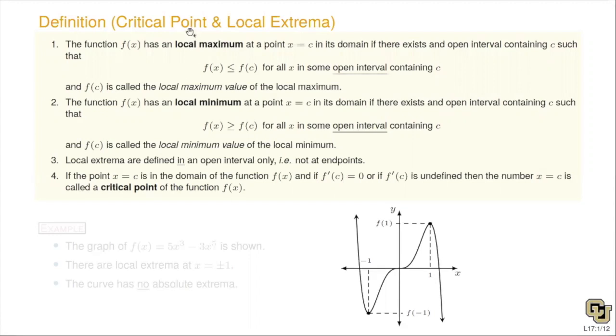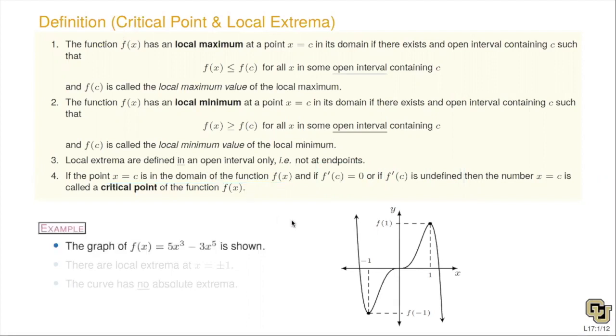So I just remind you the definition of a critical point. The point x equal to c in the domain of the function, that part's important, is a critical point if either f prime of c equals 0 or if f prime of c is undefined. So a critical point is any number that makes the derivative 0 or undefined, but is still in the domain of the original function. And the reason we're interested in critical points is typically that's where our local extrema occur, and that's where potentially absolute extrema occur.